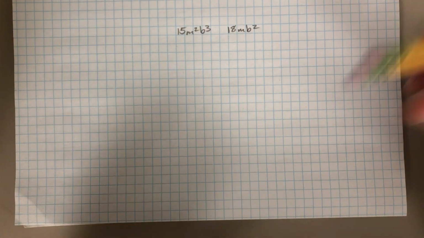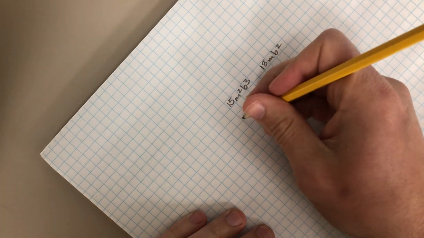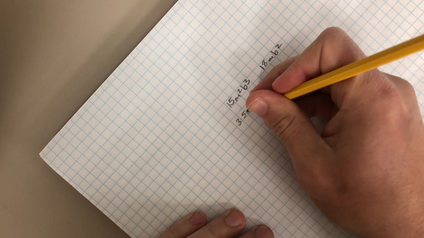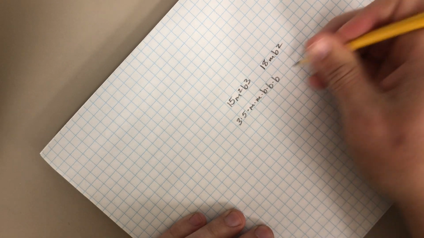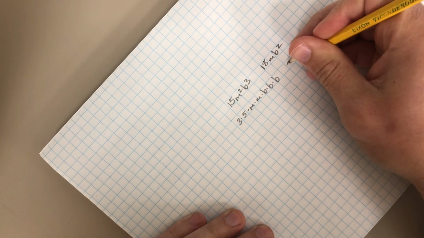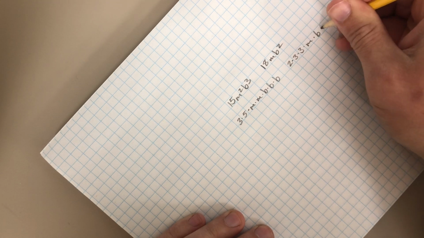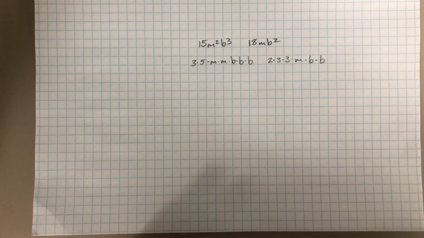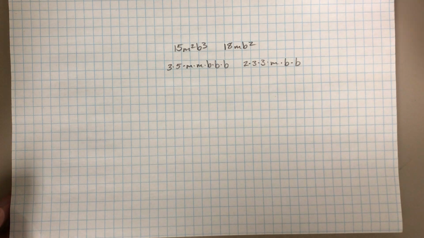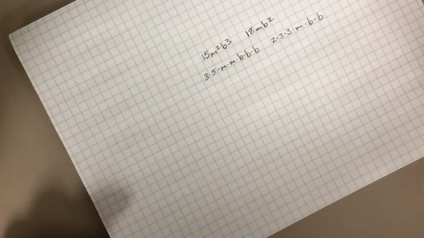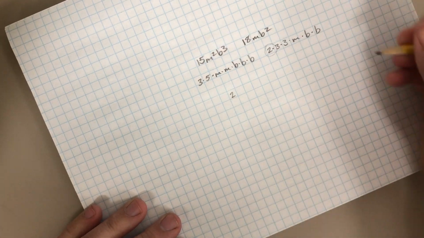Okay, so these can be split apart. 15 is 3 times 5 times m times b times b times b. And 18 would be 2 times 3 times 3 times m times b times b. Now, in order to find the least common multiple, we want to find the greatest number of times each factor appears. Okay, so here's 2. The greatest number of times 2 appears is once. So we're going to take 1, 2.